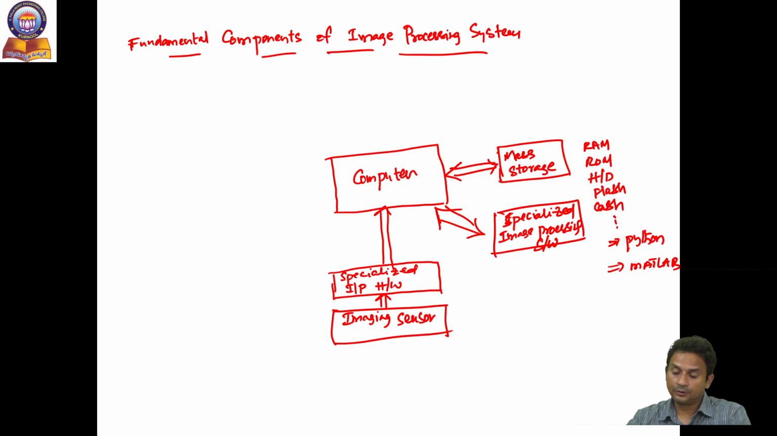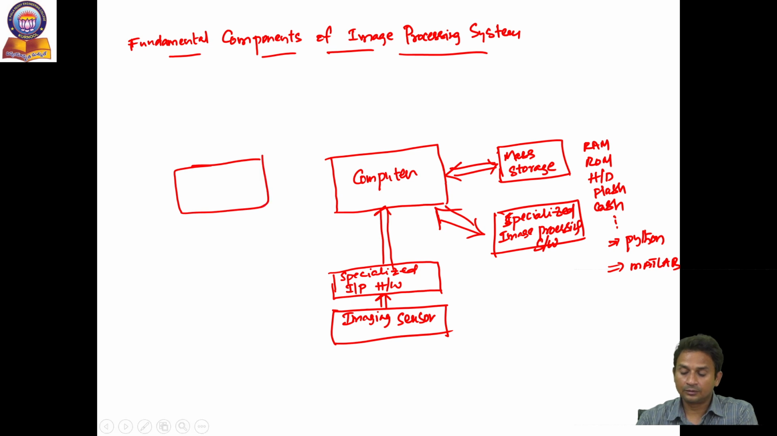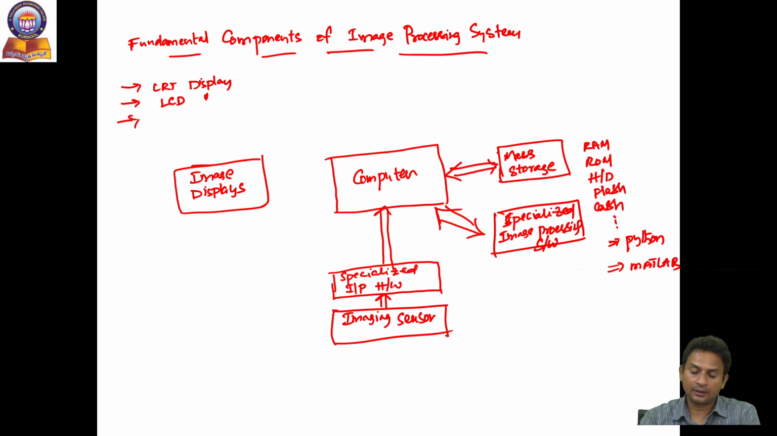Right. Once the data is processed, it must be displayed somewhere. So we need to see the outputs, and in order to see the outputs, the computer is associated with image displays. Image displays may range from CRT display to LCD display or LED display. There are multiple display technologies available, and depending on the application of interest, we will be using different varieties of displays.